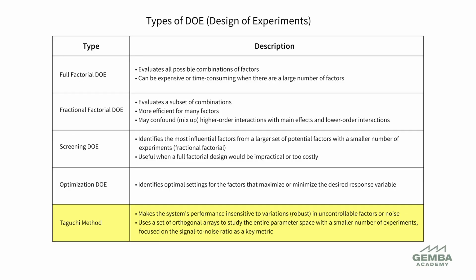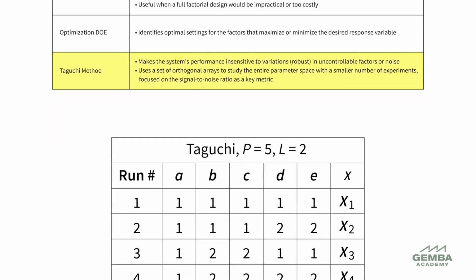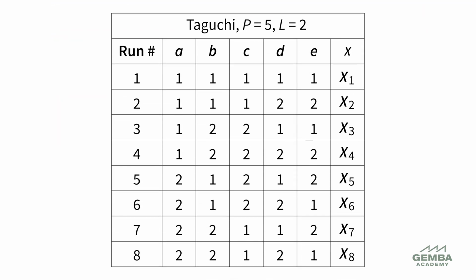The fifth type of designed experiment is the Taguchi method. This approach focuses on robustness and the quality of the output. Taguchi methods use orthogonal arrays to study a large number of variables with a relatively small number of experiments and emphasize minimizing variation in the process. Each type of DOE has its own strengths and is suitable for different purposes.